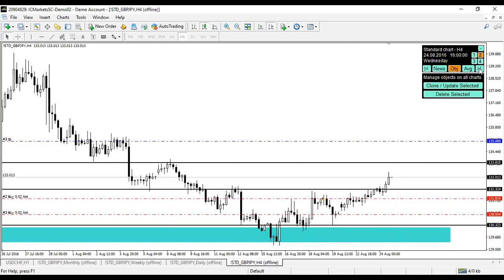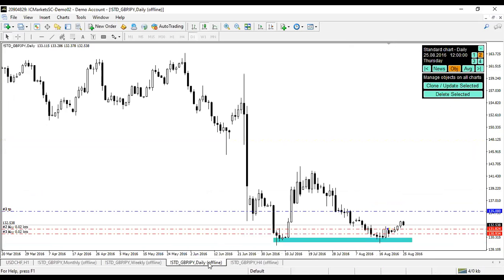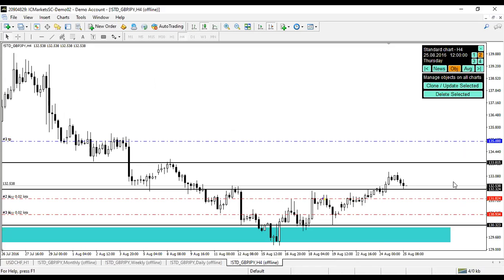Here we see, so now price is coming back to retest this level. On the daily time frame, we have a bearish candle. Now price comes back, retests this level, and also creates some sort of support here as well.